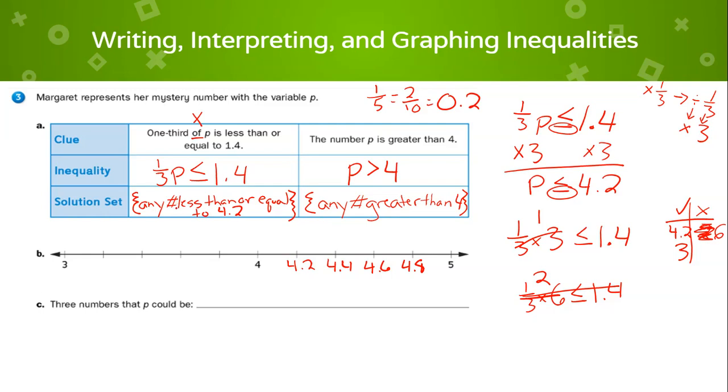So the first one says any number less than or equal to 4 and 2/10. Well, that equal means we need a closed dot. So I'm going to put a closed dot at 4 and 2/10, and we're going to be going this way to the left because we want less than. Our second inequality says P is any number greater than 4. So I'm not including 4. I've got an open dot, but it's going to be going to the right. So our solution set are these numbers between 4 and up to 4 and 2/10.